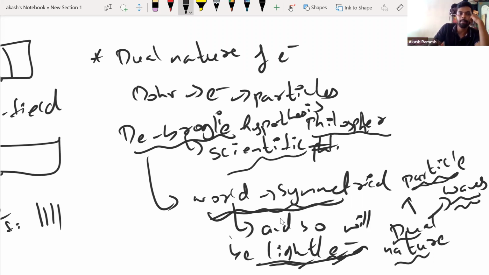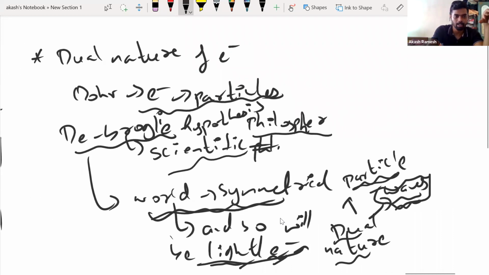Now what happened with Bohr? Bohr considered electrons to be only particles. So obviously, according to de Broglie's hypothesis, he didn't take into account the wave nature of the electron. That is also a drawback.